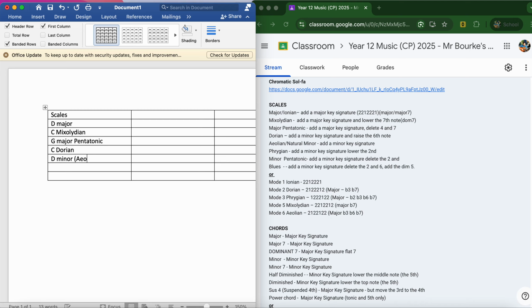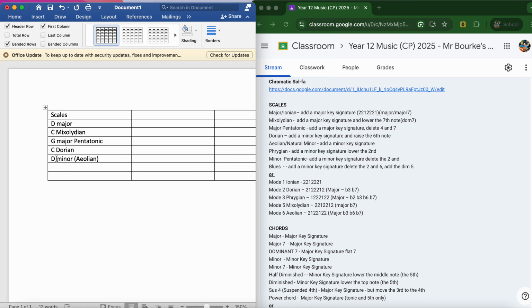So please don't write D minor for a scale. D minor is a chord. D minor is not enough information to tell me what scale. You need to say D Aeolian, or you need to say D natural minor, or D Dorian, that's another minor scale, D Phrygian. You can't just write D minor for a scale.